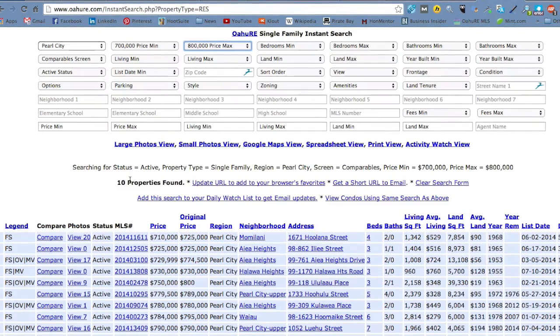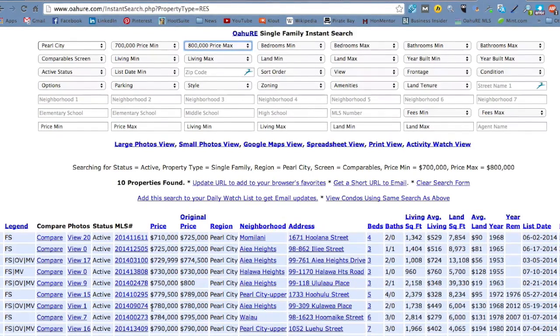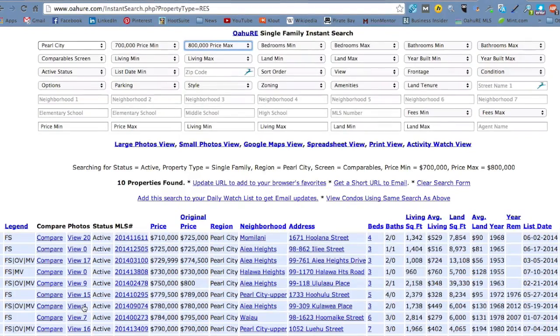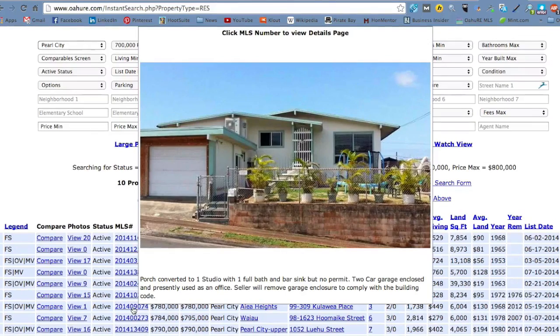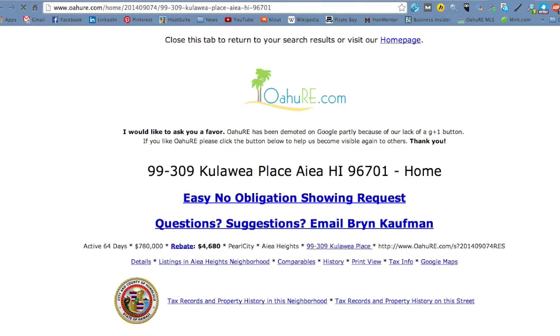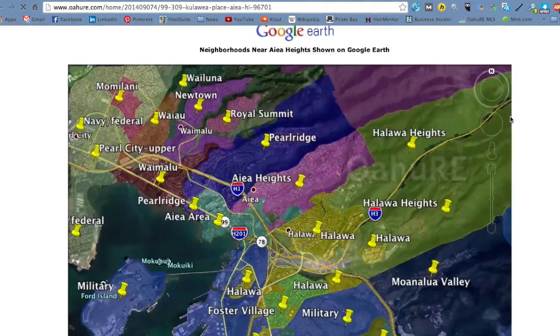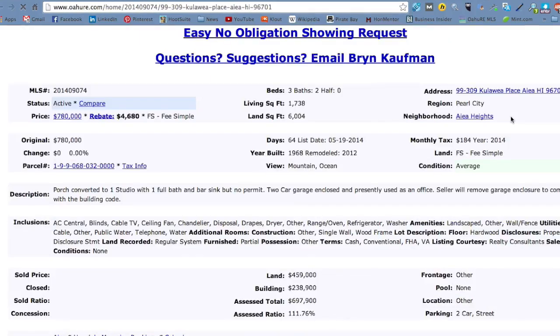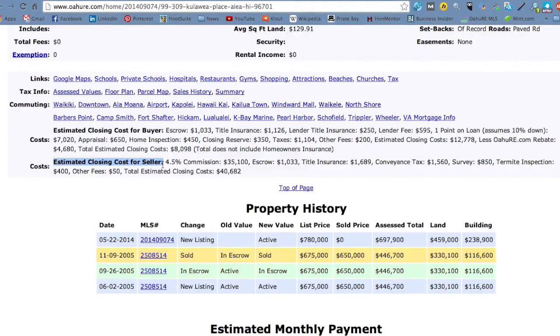So we're going to look for something as close as we can get to $780. And here we have one that sold exactly at that price. Let's go ahead and click on that. Okay, it takes us to the listing, and I'm going to scroll down. Here we go, and we're going to get to the costs. There we are. So this time it's going to be estimated closing costs for the seller.